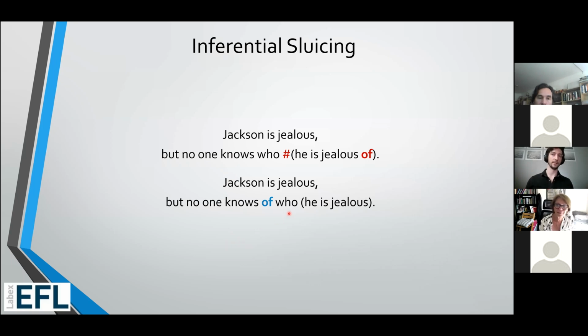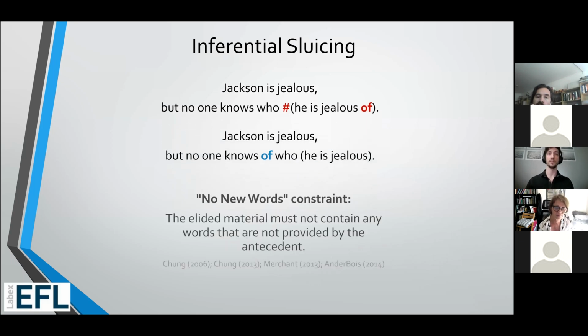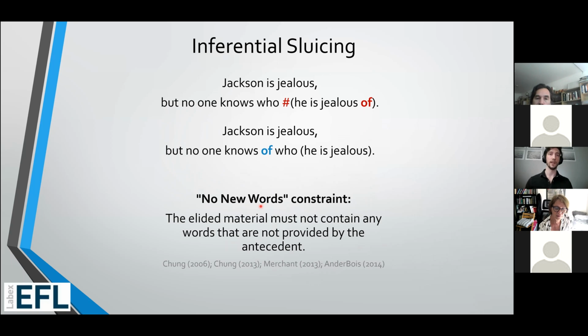They've been cited in support of identity theories for decades, and they have in particular motivated a particular theorem derived from identity theories. You can derive them from various flavors of identity theories, and here's the theorem: the no new words constraint. The elided material must not contain any words that are not provided by the antecedent. And you can see just by the wording of the constraint that it basically follows from the identity claim, right?